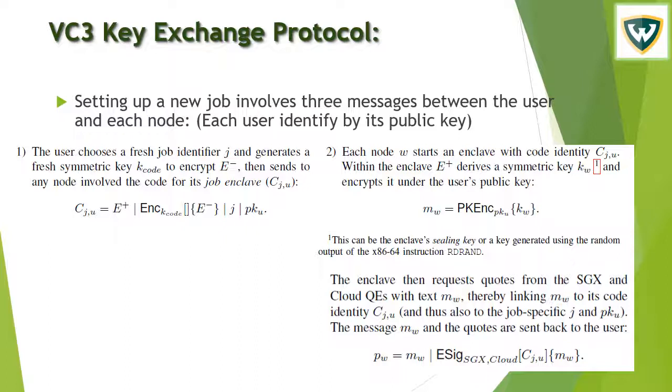In the first message, the user chooses a fresh job identifier, so-called J, and generates a fresh symmetric key, referred to as key_code, to encrypt the private enclave code, then sends to any node involved the code for its job enclave, referred to as C_J^U. As we can see here, C_J^U is equal to the public enclave code E+ concatenated with the encrypted value of the private enclave code E-, concatenated with the job identifier and the public key of the user that this job belongs to.